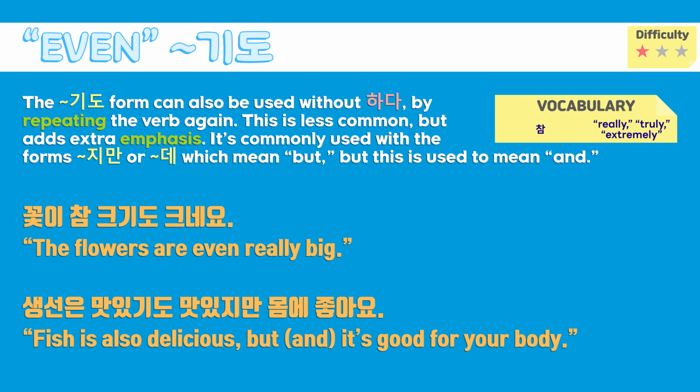The 기도 form can also be used without 하다 by repeating the verb again. This is less common but adds extra emphasis. It's commonly used with the forms 지만 or 는데, which mean but, though this is used to mean and. 꽃이 참 크기도 크네요. The flowers are even really big. 생선은 맛있기도 맛있지만 몸에 좋아요. Fish is also delicious, but, or and, it's good for your body.